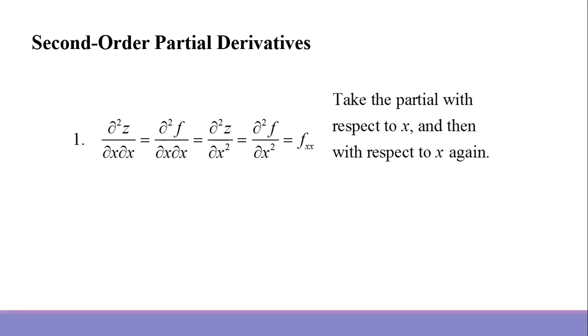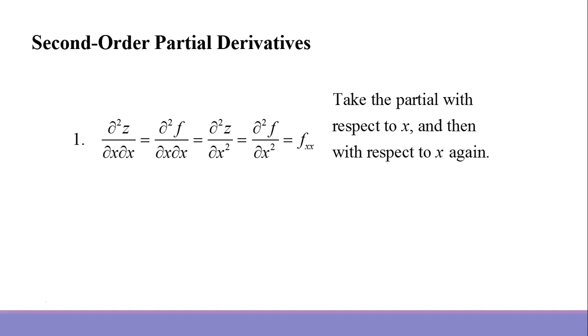Now we've looked at second derivatives before. We saw that they were derivatives of derivatives. We also have second order partial derivatives, which are partial derivatives of partial derivatives. Now there's lots of notation for second order partial derivatives, and there are 4 different second order partial derivatives.